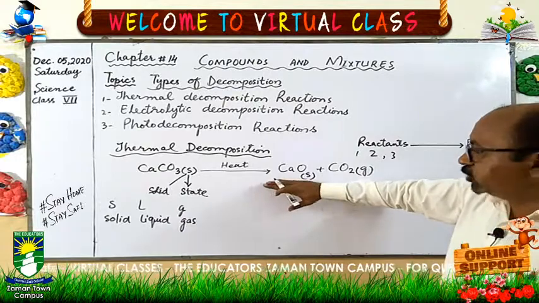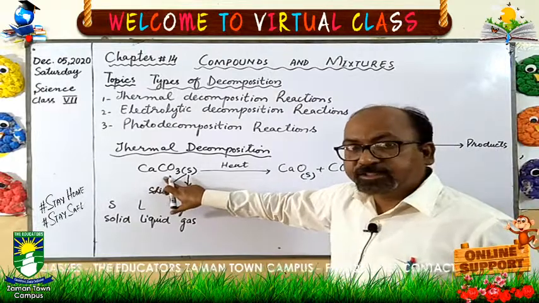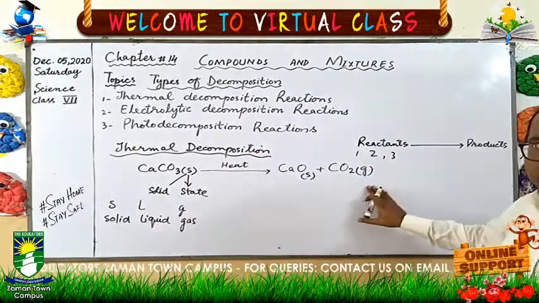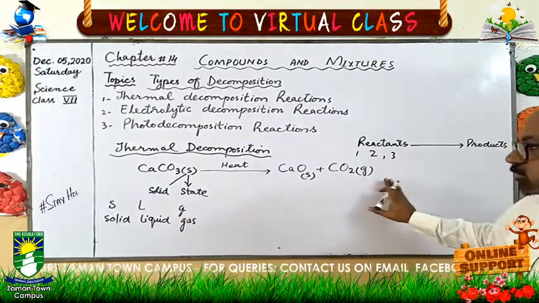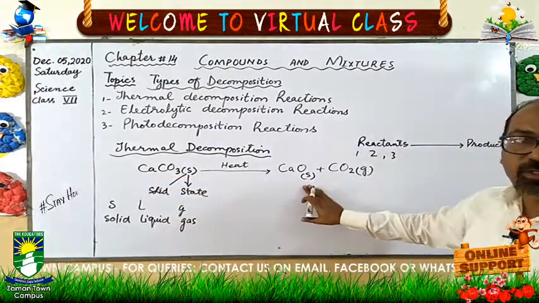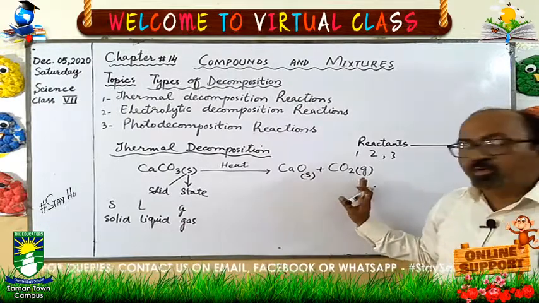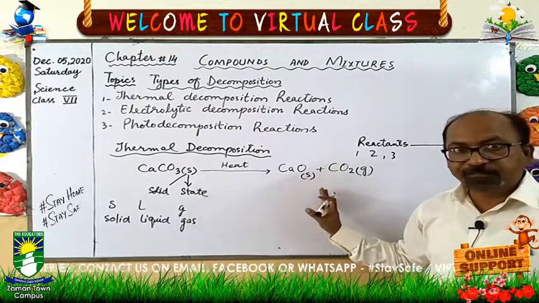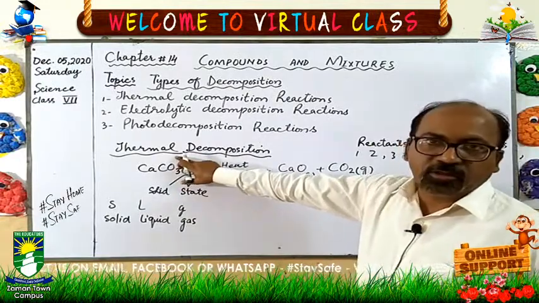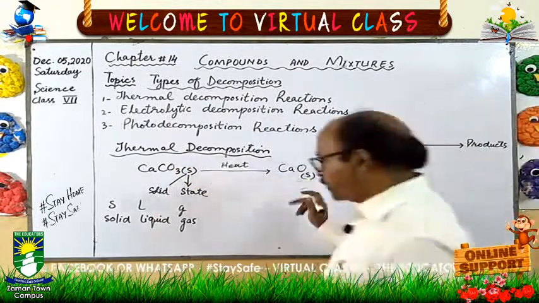It means one solid will be produced and a gas will be evolved when we provide heat to a single substance. Now a single substance is divided into two substances and their states are also different. It is solid, and now it is broken down into two substances: one of them is solid and the other is gas. So this is called a reaction, and this reaction is taking place due to the provision of heat. That's why it is called a thermal decomposition reaction.